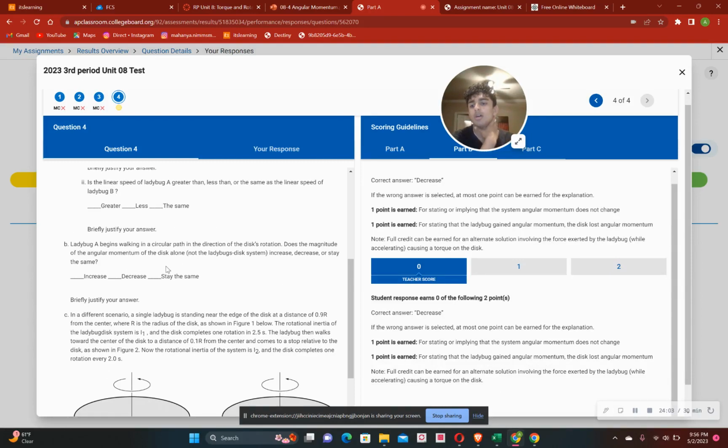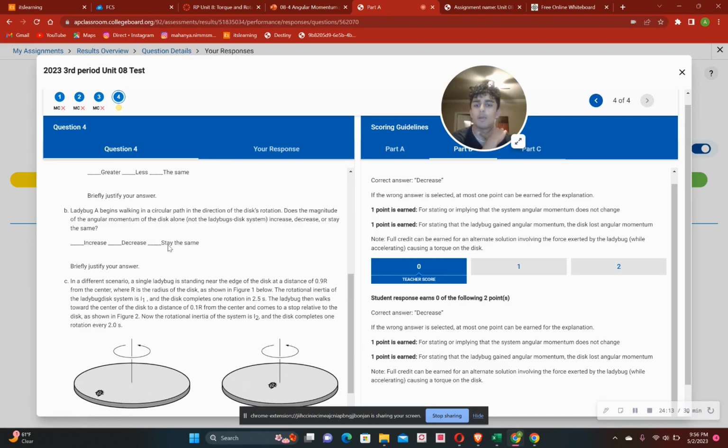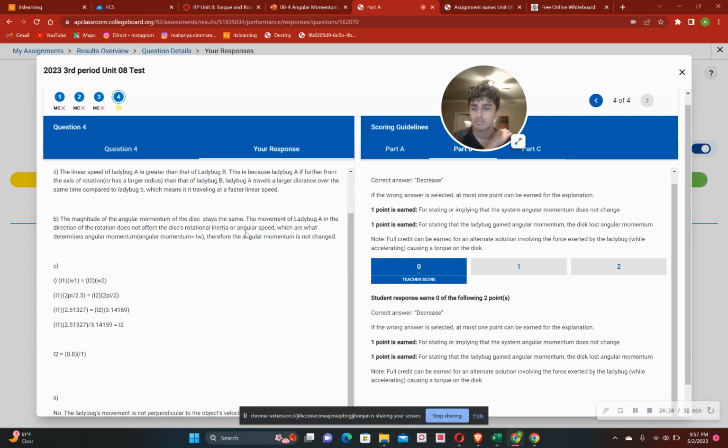It says Ladybug A begins to walk in a circular path in the direction of the disk's rotation, right? So that's what it's going to walk like this, right? Does the magnitude of the angular momentum of the disk alone increase, decrease, or stay the same? My response is it would stay the same, which is wrong. It's supposed to say that the system does not change, but the disk loses angular momentum.